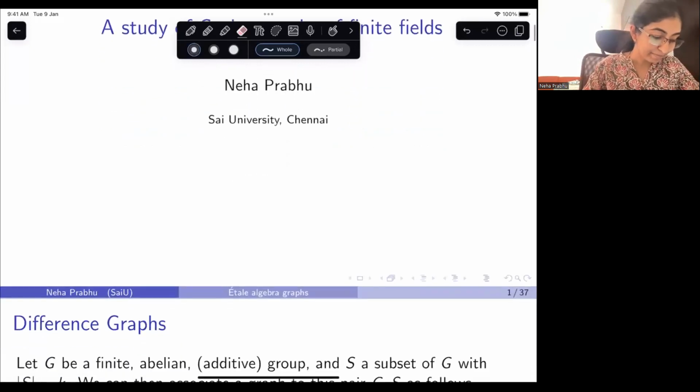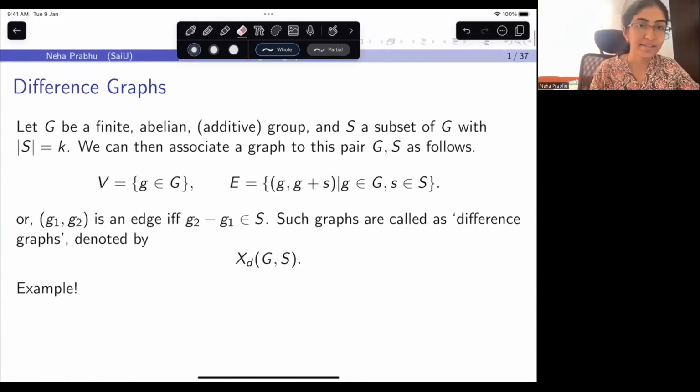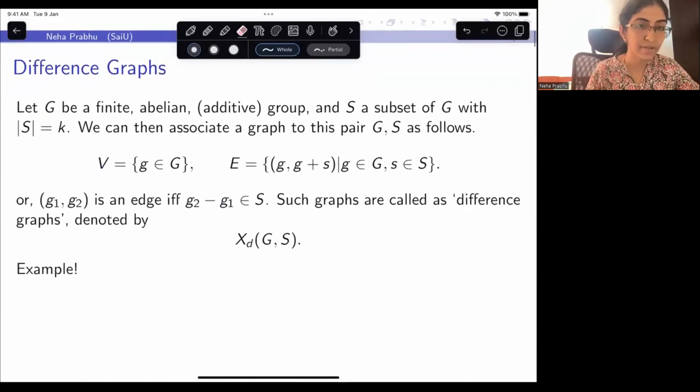So let's begin. The story starts with difference graphs. I'm going to be connecting something in number theory to graph theory, but for the most part, it's going to be talking about things in graphs, and then we bring in some algebra, so how the graph is defined and so on. So we start with a finite abelian group, and we view this additively.